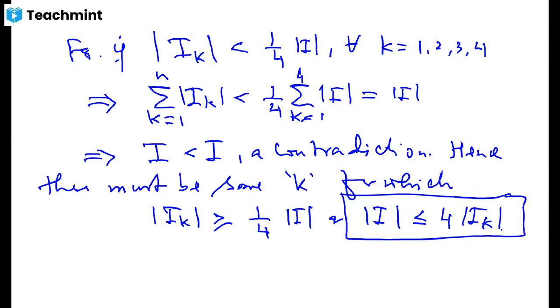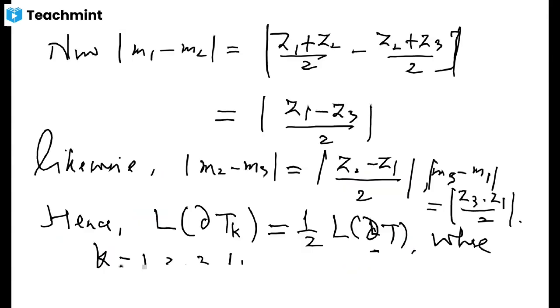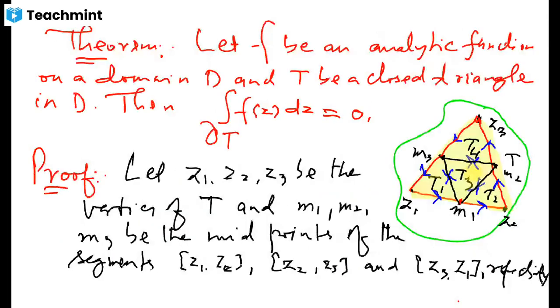So this is for some k, and without loss of generality, we assume that there is only one such k. And if you have more than one value of k for which you have this inequality, then you choose the least value of k and retain that. Now k corresponds to a certain triangle. Suppose k is equal to 3. Then what are you going to do?